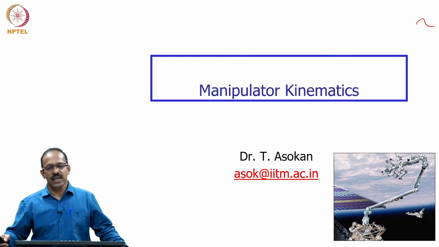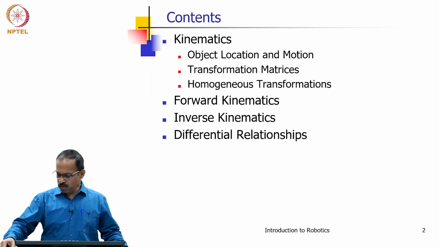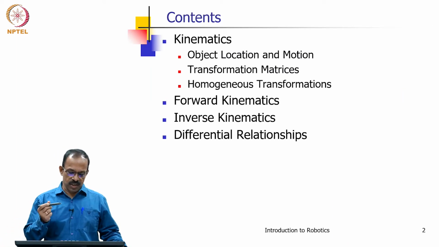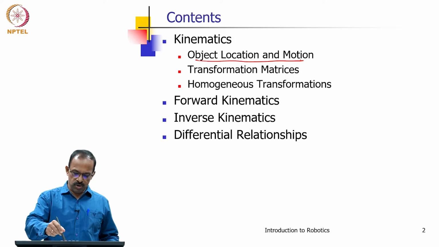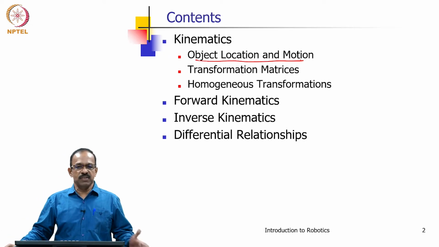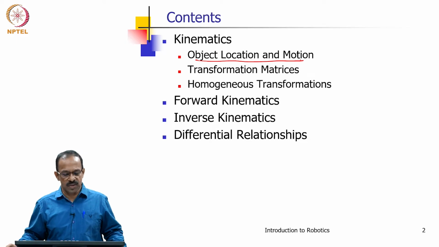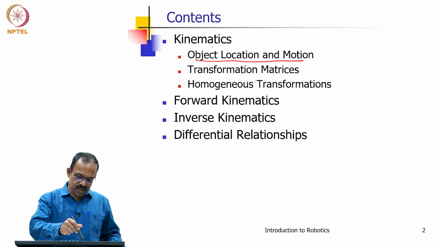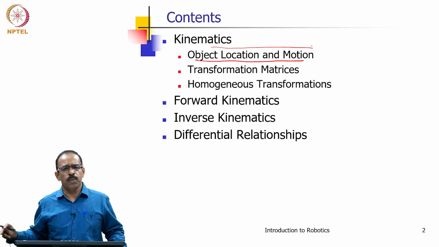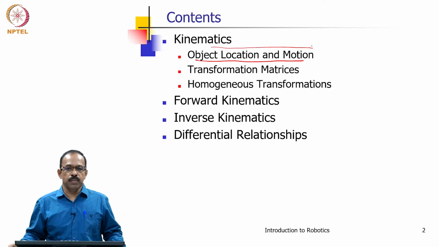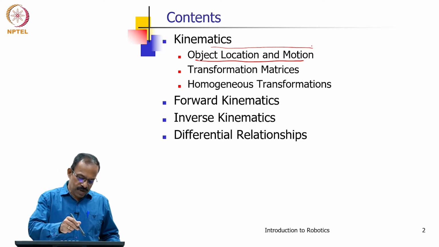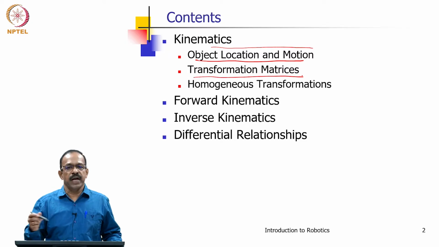So, we will be starting this discussion today, and as part of kinematics we will be talking about object location and motion as the first step. Kinematics basically talks about the position and velocity relationships in robotics. To understand that, first we will talk about object location and motion. How do we represent an object in 3D space, and how do we represent the motion of an object in 3D space will be discussed, and then we will talk about transformation matrices.